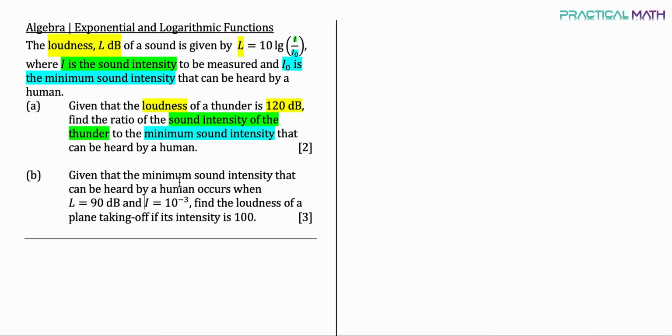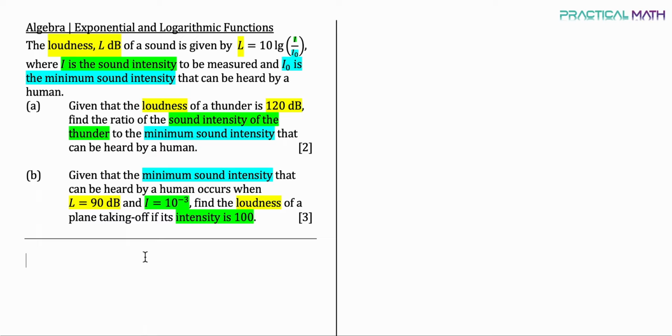In part B, given that the minimum sound intensity, once again in blue, that can be heard by a human occurs when L equals 90 decibels. So they give us L in this case, and we're going to change it to yellow. I refers to 10 to the power of negative 3, so we're going to change the I to 10 to the power of negative 3. Find the loudness, in other words, you are supposed to find L when its intensity is 100. This one is green.